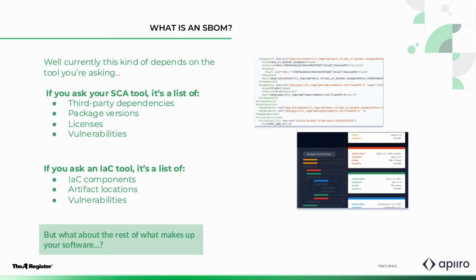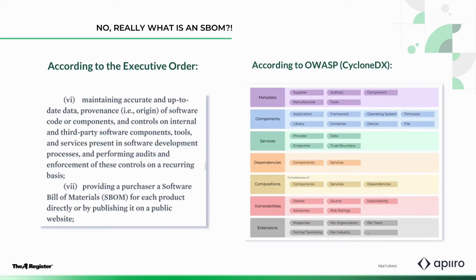But as you suggested, if we go back to the executive order, what they're saying is you need to maintain an accurate and up-to-date data provenance of software code or components and controls, or internal and third-party software components, tools, and services, and it goes on and on. So you can see the definition is way, way broader than the very simple definition that every vendor took for their own domain. You can also see that from other thought leaders in the space, like OWASP. CycloneDX is also touching additional points.